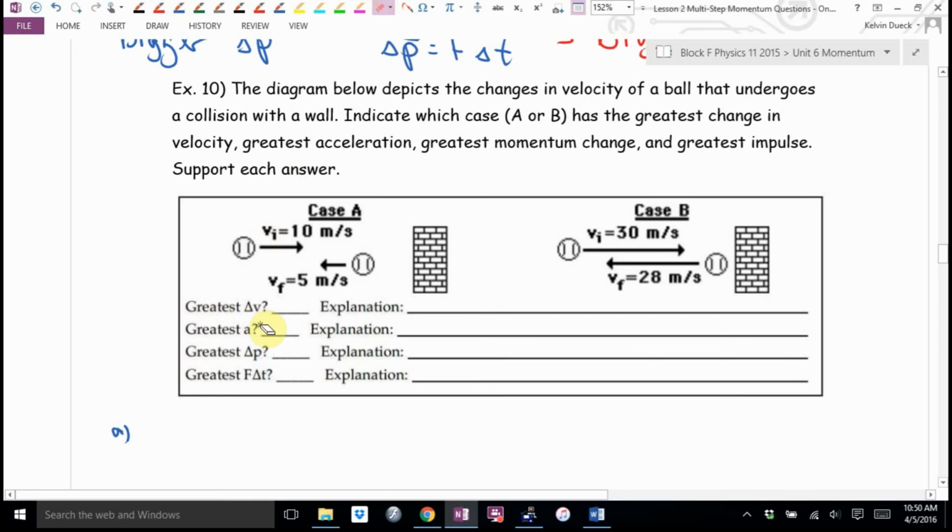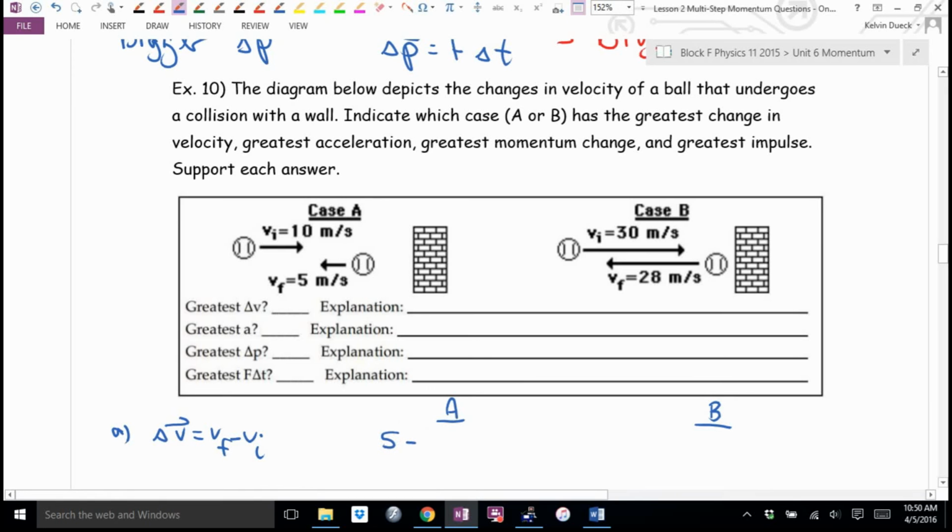What's the first thing they want me to find? What's a delta stand for? Change in. What's change in anything, folks? Okay, so for A, I'm going to go V final minus V initial. Case A, case B. What's the final velocity of case A? 5?